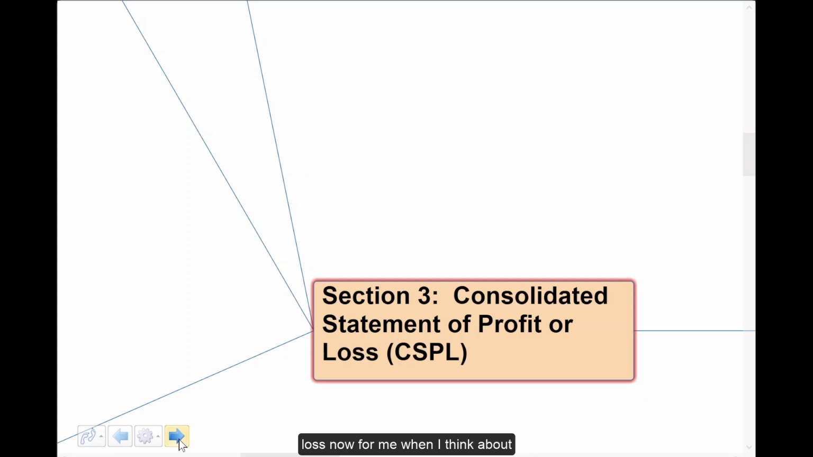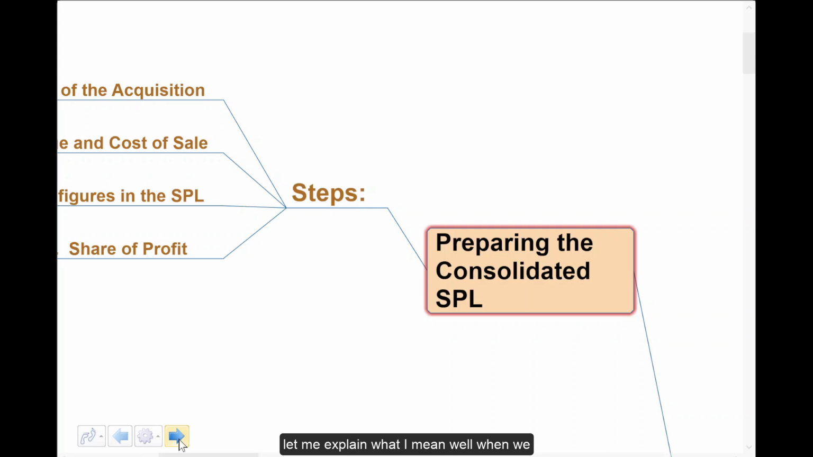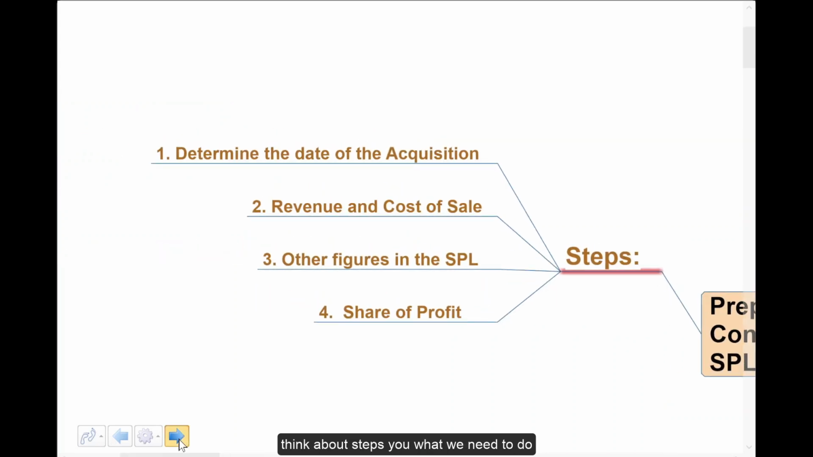Now, for me, when I think about consolidated financial statements, I do think that the P&L is a little bit more straightforward than the balance sheet. Let me explain what I mean. Well, when we think about steps, what we need to do, obviously, first and foremost, is to determine the date of the acquisition. And with the figures, generally speaking, in the P&L account, we simply prorate. So, for example, revenue and cost of sales. Let's say if it was 6 months during the year, we prorate. If it's a full year, we don't need to.